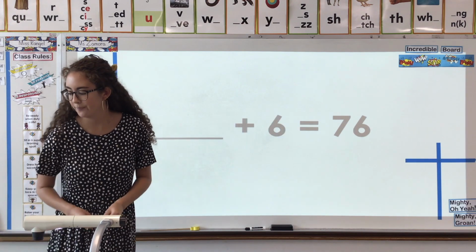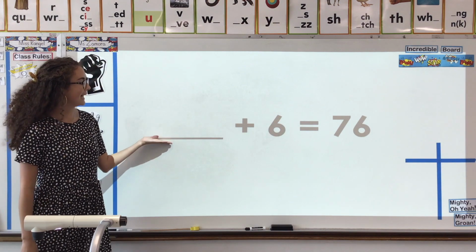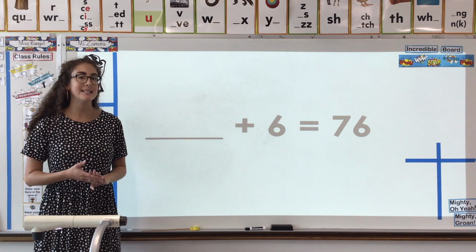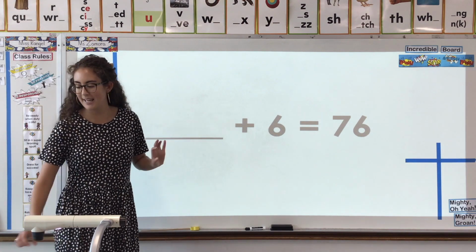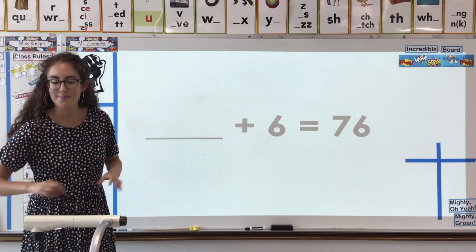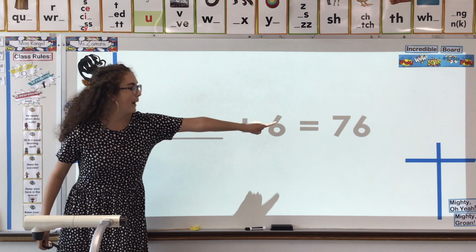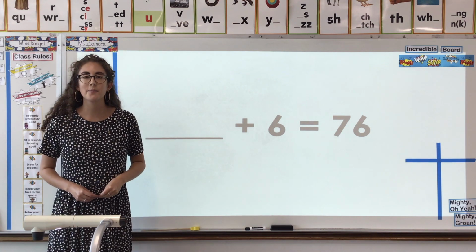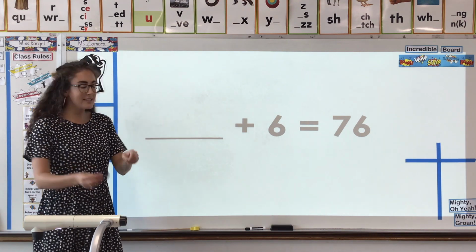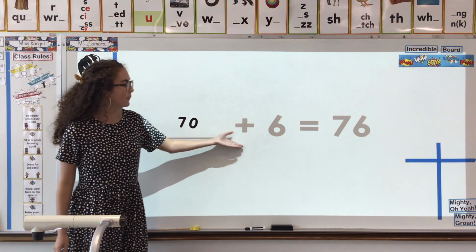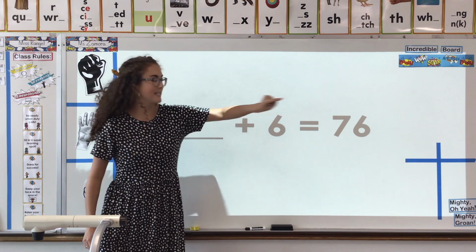Okay, this one. Blank plus 6 equals 76. What is missing? The tens. And how many tens do we need? We need 7 tens, which is 70. 70 plus 6 equals 76.